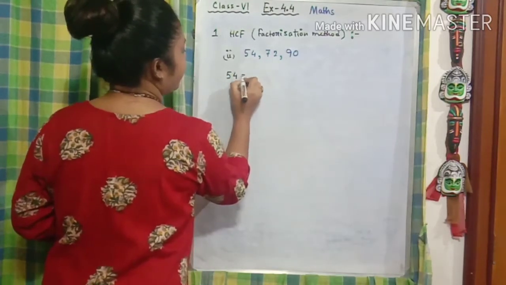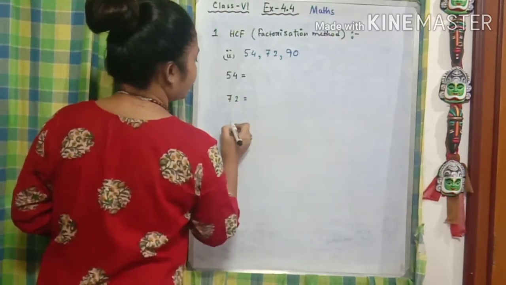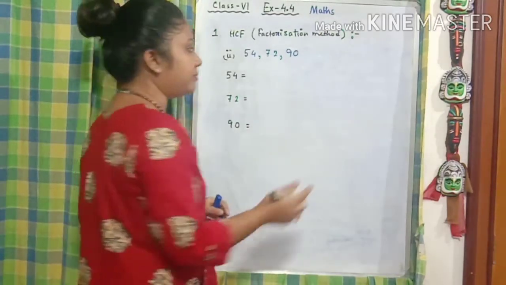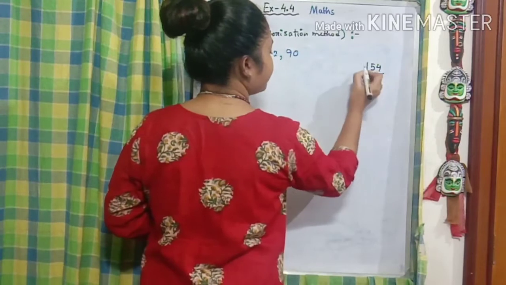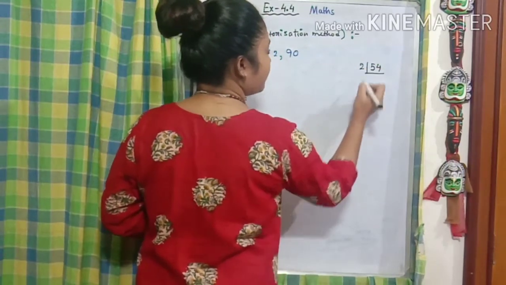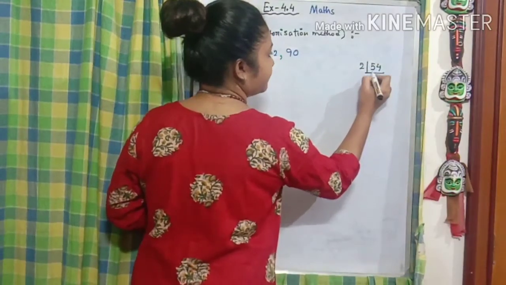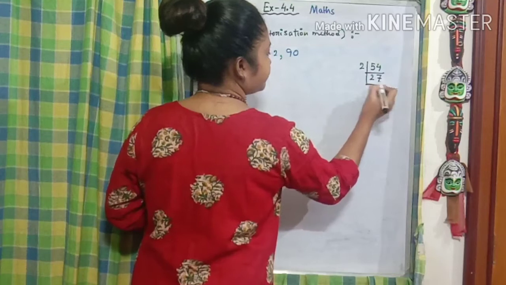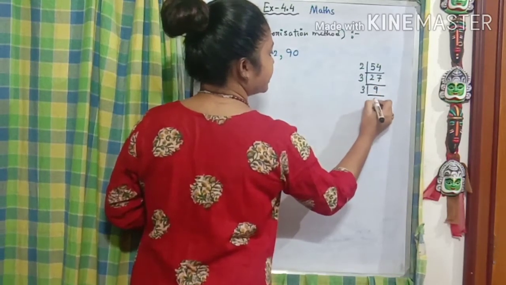So here in case of 54, 72 and 90, we are going to find what is common between them. What are the factors common between them? For that, we have to divide them and find their factors. So here I am going to divide 54 first. Okay, so follow it up. 2 2s are 4, 2 7s are 14, 3 9s are 27, 3 3s are 9.